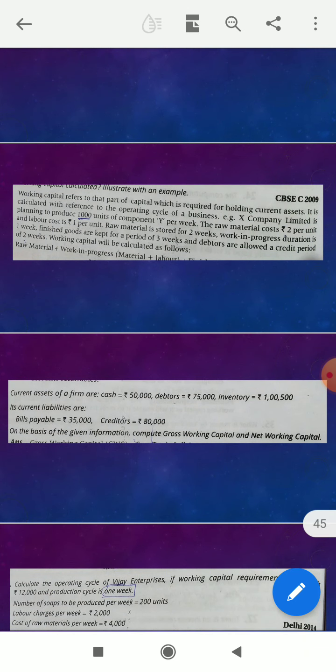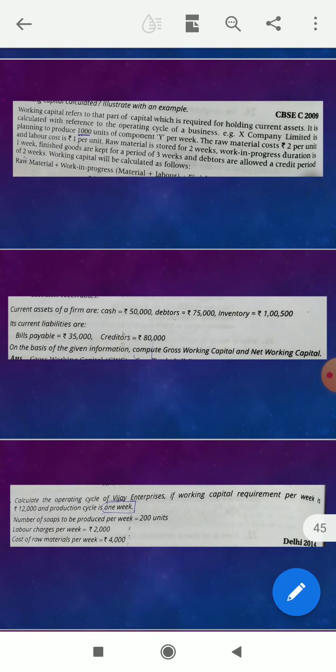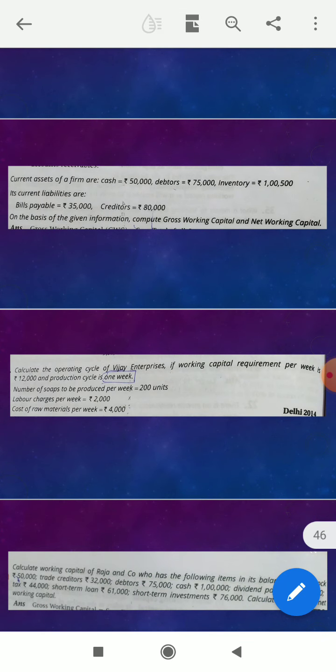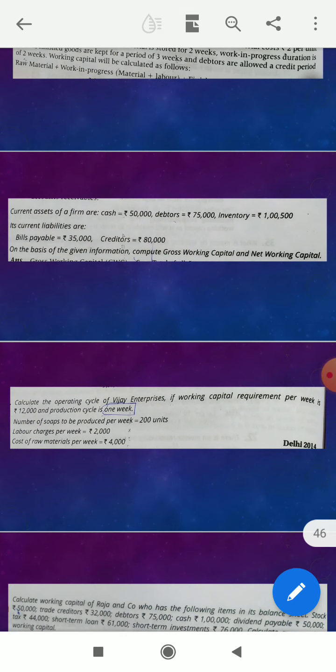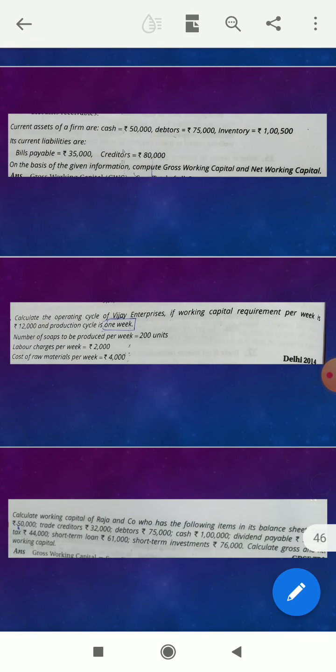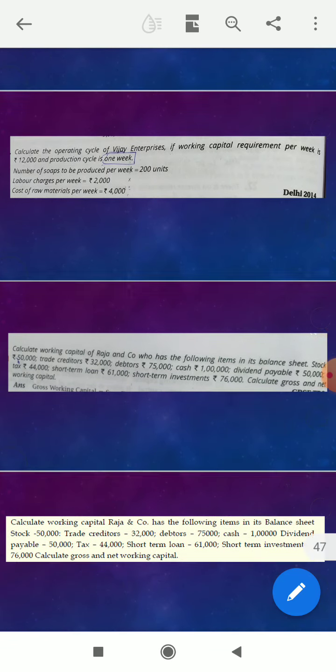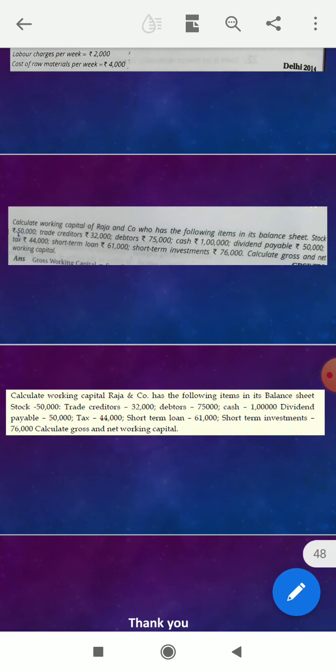Another example, current assets. Current assets of a firm are cash 500, debtors 70,000, inventory 1,500, current liabilities, bills payable, creditors. Next one, calculating the operating cycle of Vijay Enterprise. If the working capital requirement is 1,200, production is 1 week. Another 2 or 3 examples are there. These examples you can work on at home.